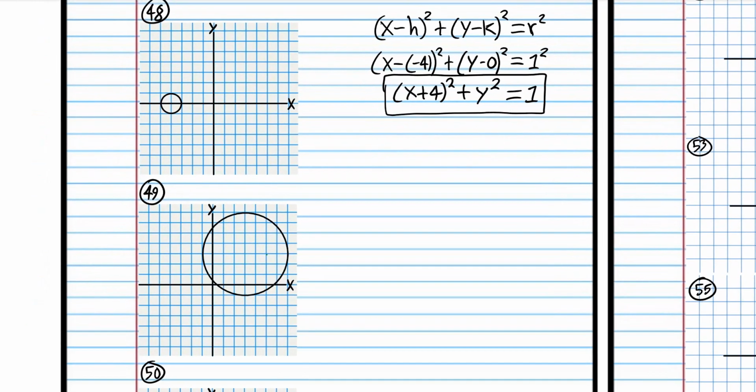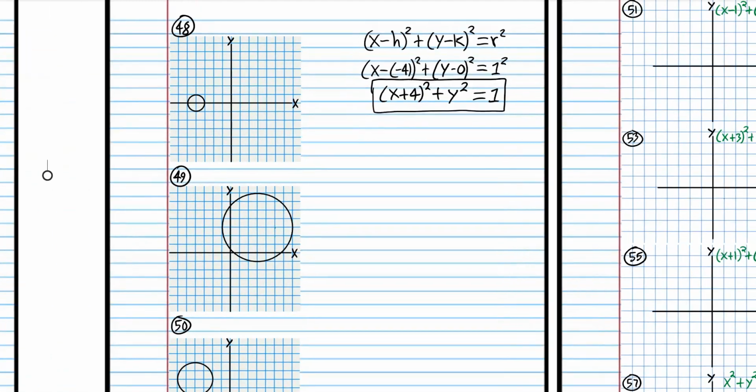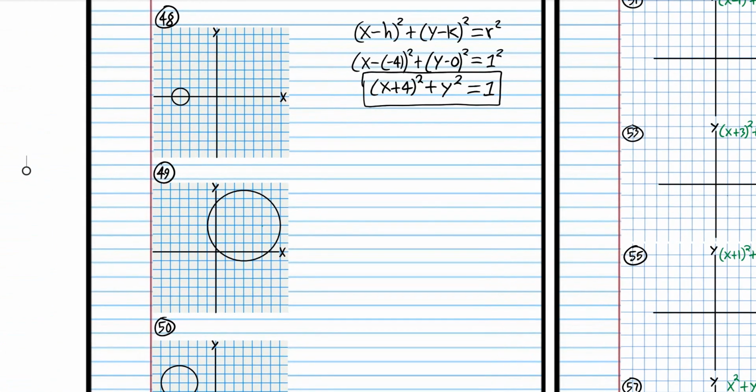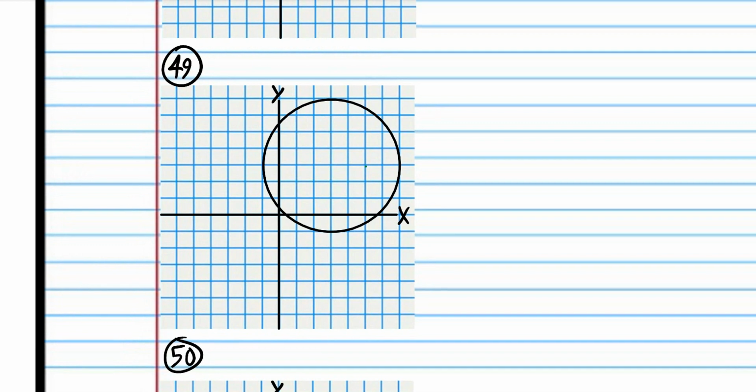All right, try number 49, and when you come back, we'll do it together. All right, we're back. So it looks like this is going to be the center. And that point is 1, 2, 3, 1, 2, 3. So 3, 3. Looks like that's the center.